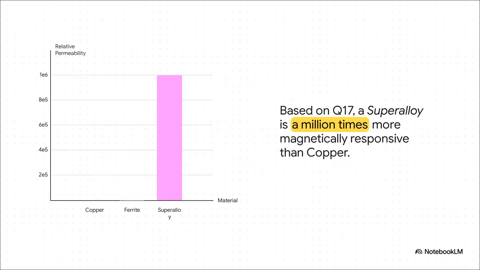And here's where it gets really cool. Different materials react to these magnetic fields in completely different ways. Question 17 gets into this. Just look at this chart. Copper, it barely even notices the magnetic field. But then you get something like ferrite, which is 1,000 times more responsive. And then you have a superalloy that's 1,000,000 times more responsive. This one property is the secret sauce that makes everything from powerful electromagnets to hyper-efficient motors possible.